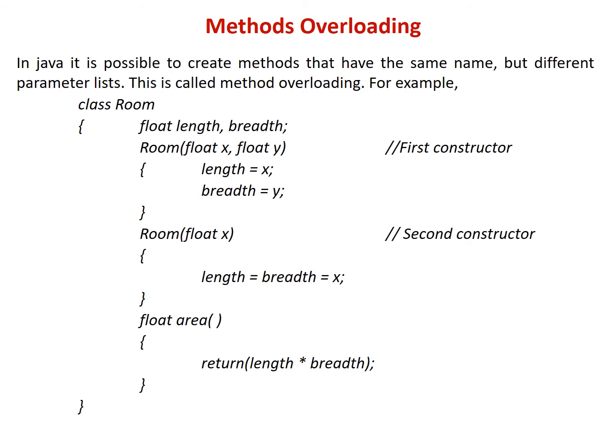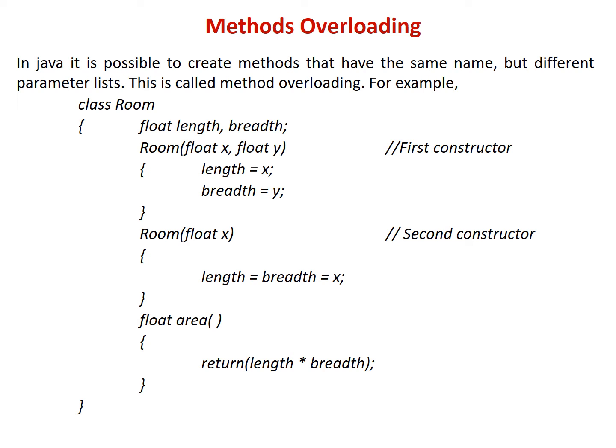Method overloading. In Java, it is possible to create methods that have the same name but different parameter lists. This is called method overloading. When a method in an object is called, Java matches the method name first and then the number and type of parameters to decide which one of the definitions to execute. This process is known as polymorphism.